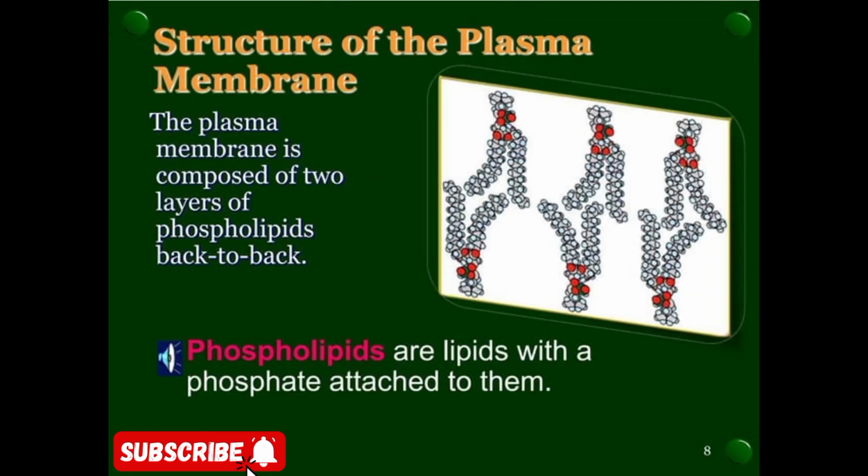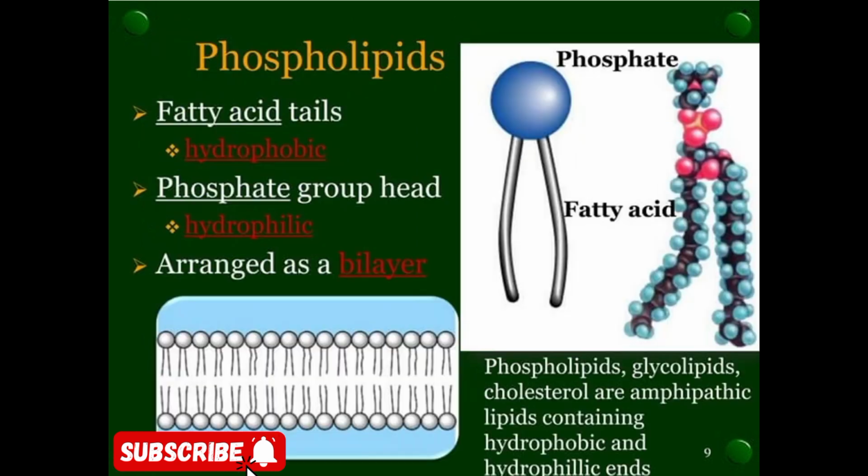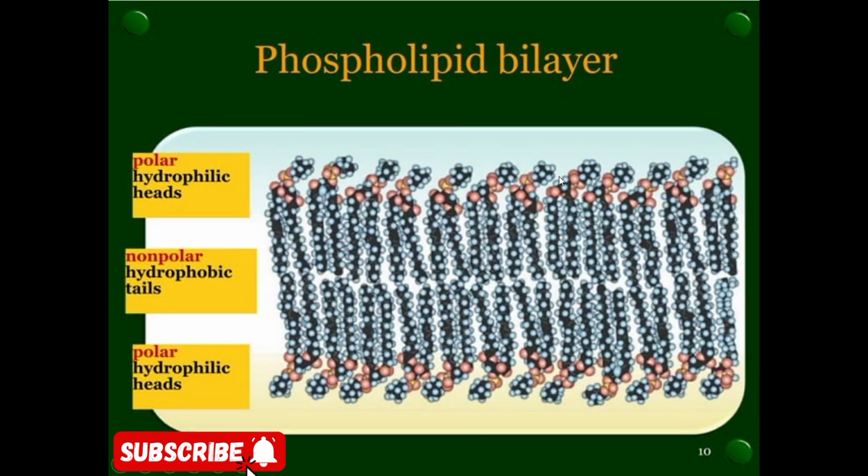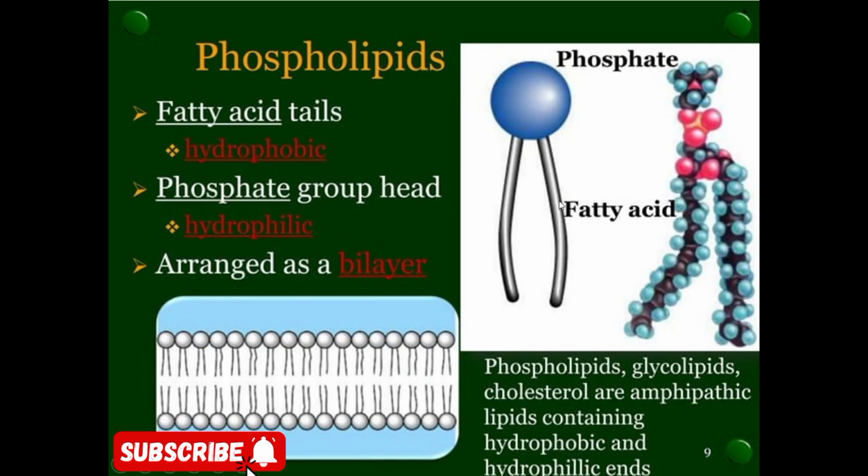Then, the structure of the plasma membrane. The plasma membrane is basically composed of phospholipids. What is phospholipid? Phospholipids are lipids in which phosphate groups are attached to them. A conjugated molecule of lipid and phosphate group is known as phospholipid. In this diagram, you can see that a phospholipid is basically composed of a head and a tail. The head is made up of phosphate while the tail is made up of fatty acids.